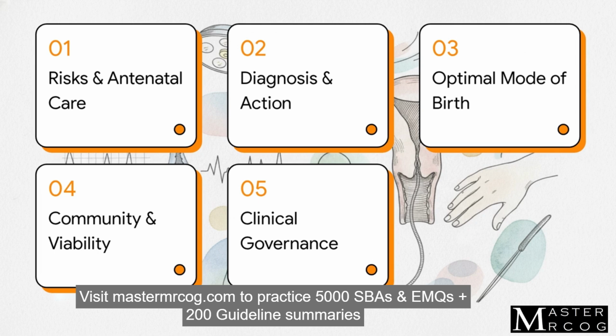Here is our roadmap for the explainer today. First, risks and antenatal care. Second, diagnosis and immediate action. Third, optimal mode of birth. Fourth, community and viability scenarios. And finally, clinical governance and training.